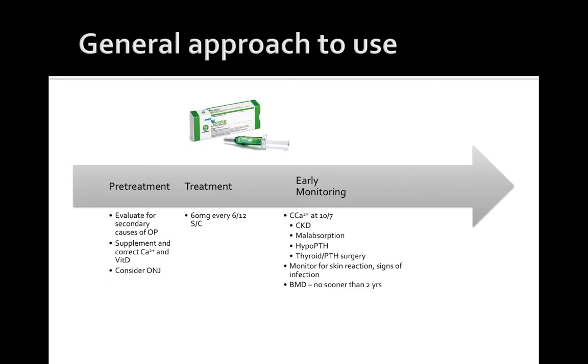So just a general approach for someone you're thinking of using denosumab in. The pre-treatment work-up is basically the same as anyone with osteoporosis. Look for a secondary cause. Are they on steroids? Do they smoke? Is their thyroid okay? Is their parathyroid okay? The next point's the key one: make sure that calcium and vitamin D are corrected. Consider the ONJ risk, so obviously if someone's got half their teeth falling out, you might want to fix them first. You then give them the injection at 60 milligrams every 6 months.